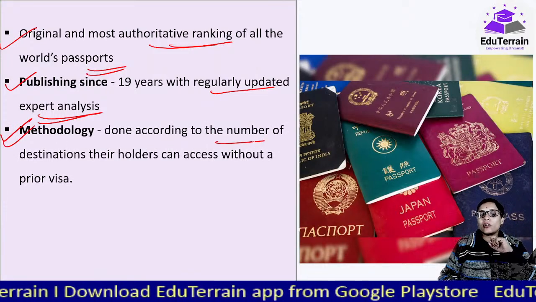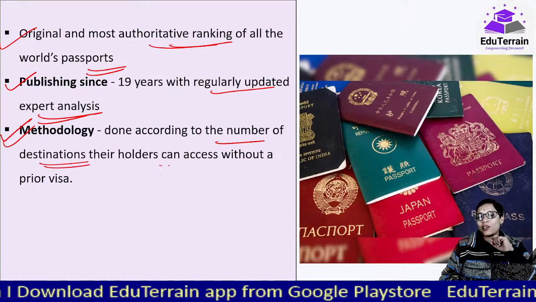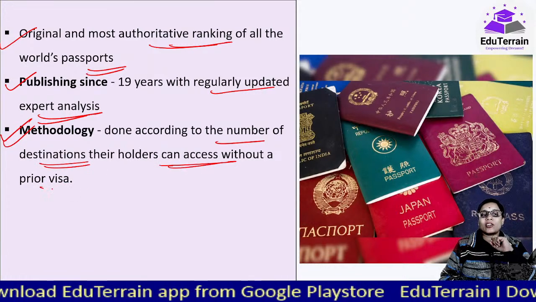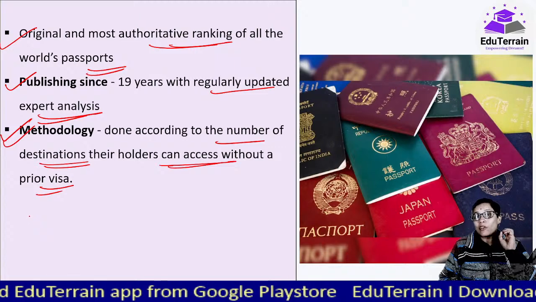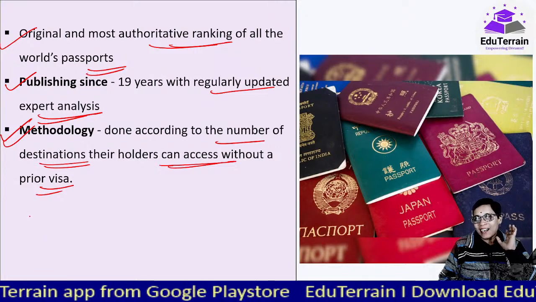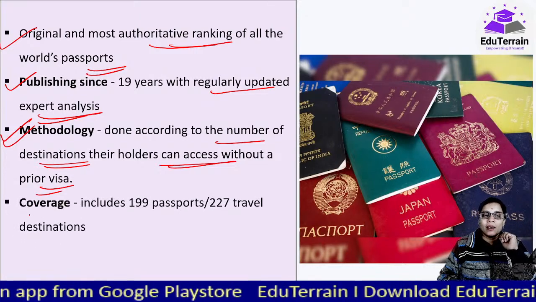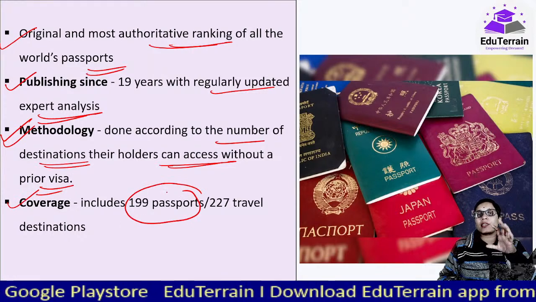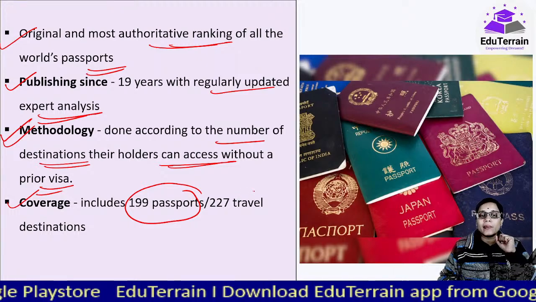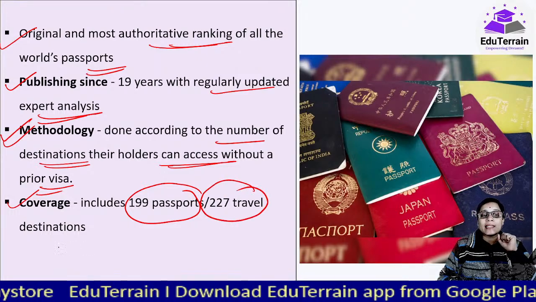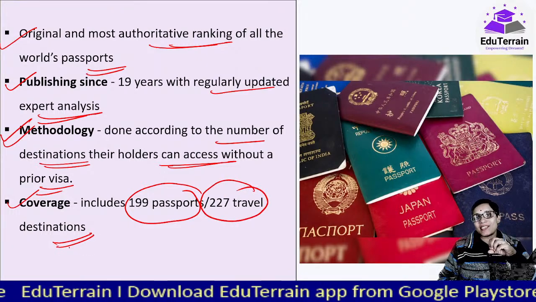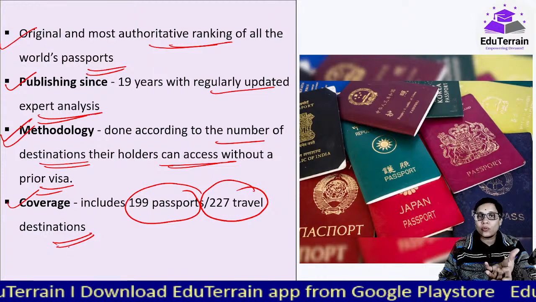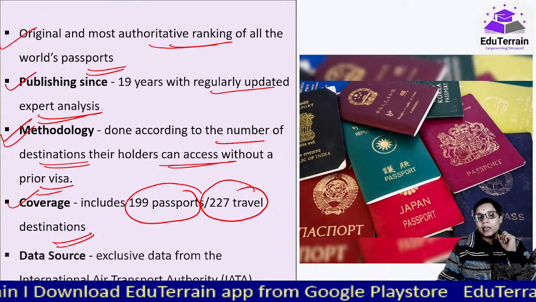This is done according to the number of destinations their holders can access without a prior visa. Visa-free entry into the other countries. So here, this year they have covered 199 passports, that is 199 countries have participated in this, and 227 travel destinations, that is the visa-free entry to various places or countries.